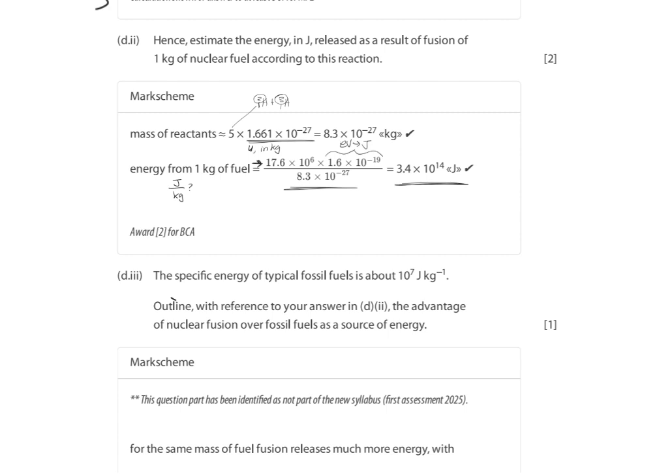And then it says the specific energy, or the energy density, of typical fossil fuels is about 10 to the 7 joules per kilogram. And what we just figured out is that in a fusion process, that's roughly 3 times 10 to the 14 joules per kilogram. So 10 to the 14 is 7 orders of magnitude more than 10 to the 7. So yeah, fusion is 10 million times more powerful than fossil fuels are.